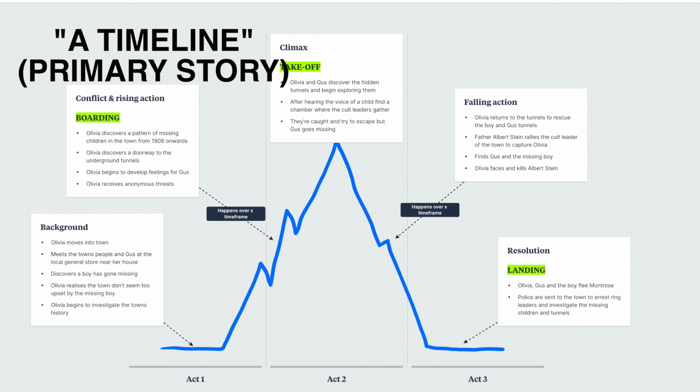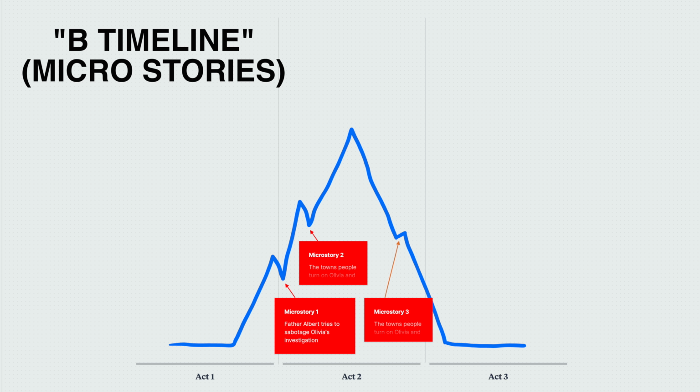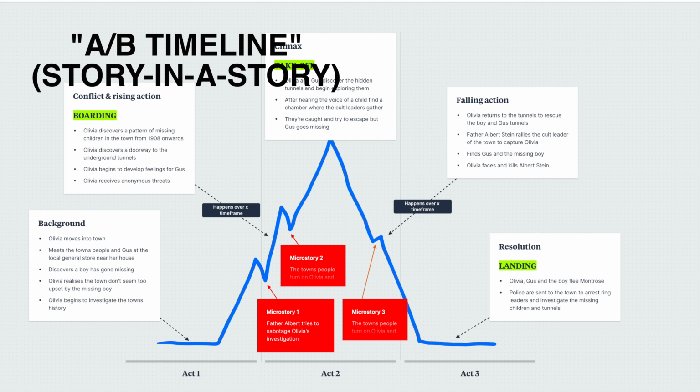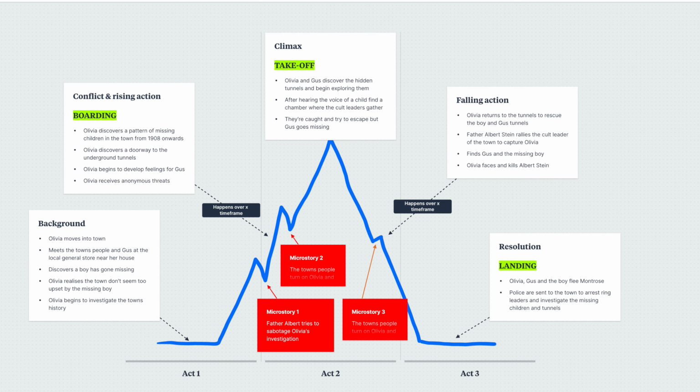But then sometimes I like to add what are called micro stories, or like a B timeline. They run alongside the primary timeline, but there are things going on in the background that can add a sense of urgency or create some suspense to keep you guys, the viewer, interested in the vlog. This whole montage of me going to the gym is an example of a micro story.